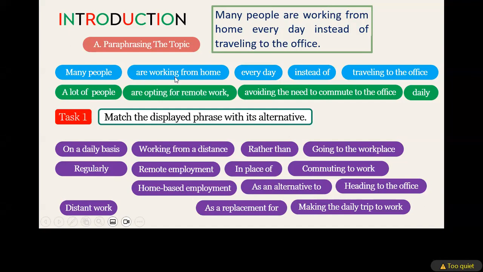Now, here, many people are working from home every day, okay, as an alternative to traveling or as an alternative to making the daily trip to work. Well, this means that I'm really good because here I have always paraphrased every single word. Okay, we'll move on. Off-site work.